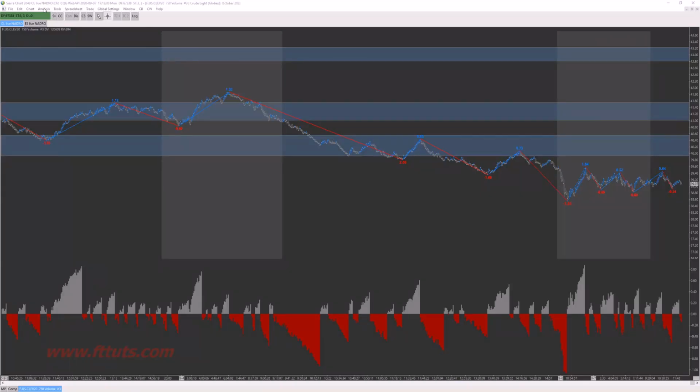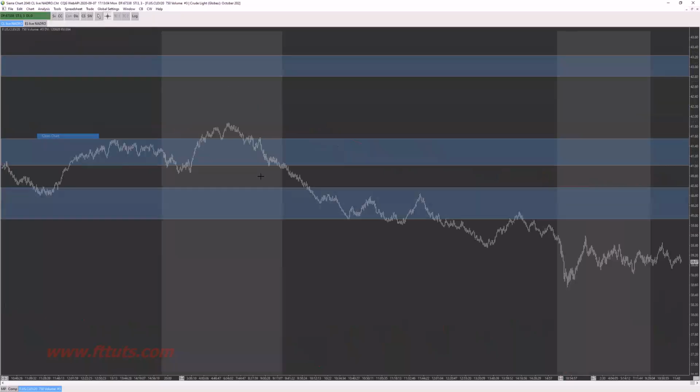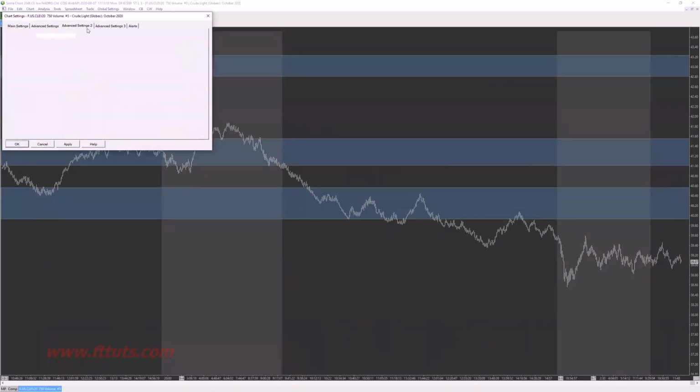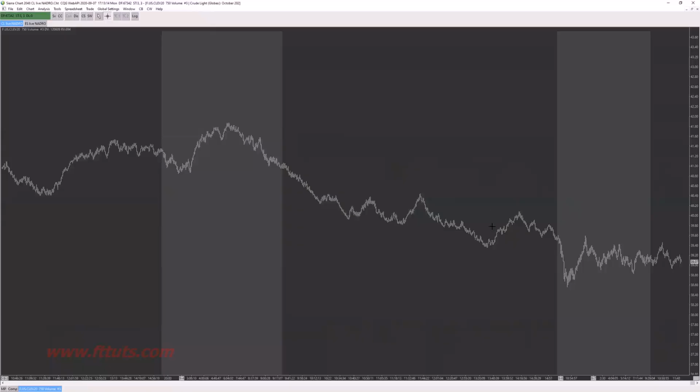So let's go to a clean chart here. And actually, let's hide our levels just to make it real nice and clean. We'll keep our time range on here so you can see.